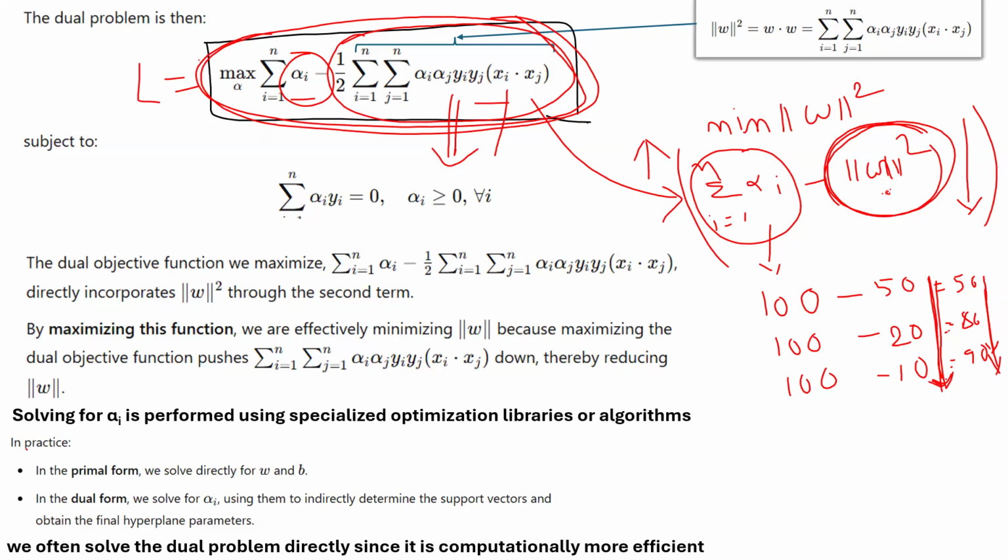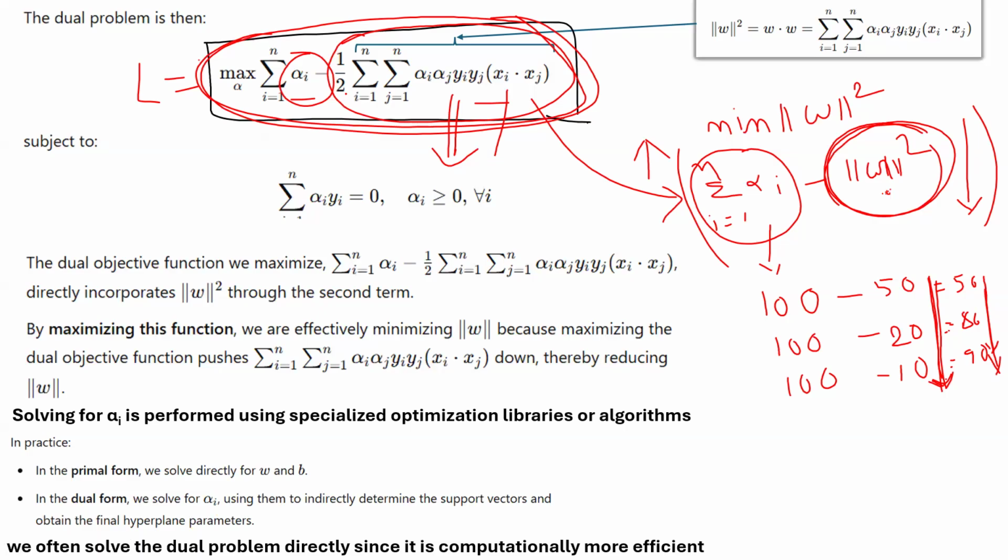In practice, what we have found is that in the primal form, we solve for W and B directly. So I have shown you that we introduced a Lagrangian multiplier, but most of the algorithms that we have today will not introduce Lagrangian multipliers. Instead, they will directly try to find the optimal values for W and B, without introducing Lagrangian multipliers. So in primal formulation, our goal is to directly find W and B. In dual formulation, we solve for alpha I, indirectly determine the support vectors, and use them to obtain the final hyperplane parameters. In primal formulation, we directly solve for W and B using some specialized algorithms, and they don't introduce Lagrangian multipliers. Okay. So that's how we solve these optimization problems.